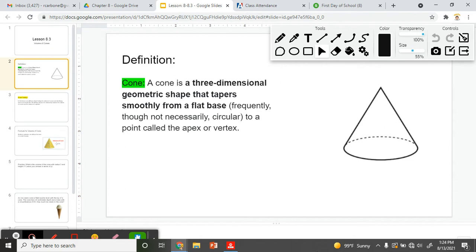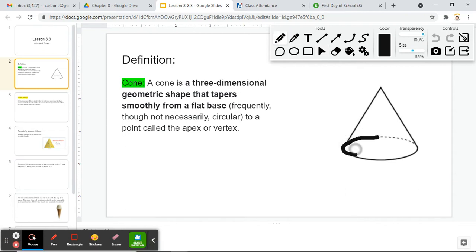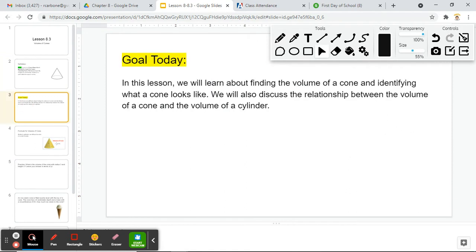A cone is a three-dimensional geometric shape that tapers smoothly from a flat base to a point called the apex or vertex. Basically, you start with a circle down here, and then instead of a cylinder where it just goes straight up like this, it starts to taper inwards and makes more of a triangle figure on top. Since we have a new figure, we also have to find the new volume formula, and that's what we're going to learn today.